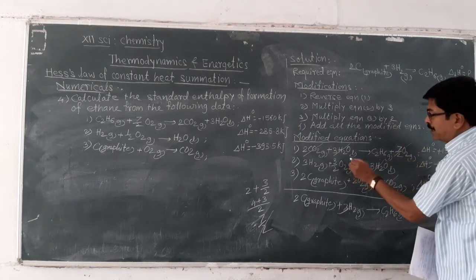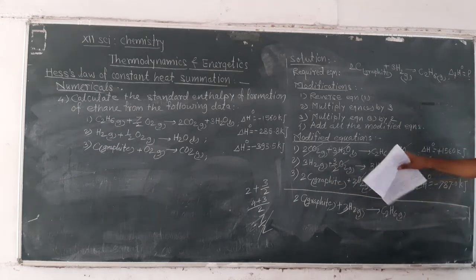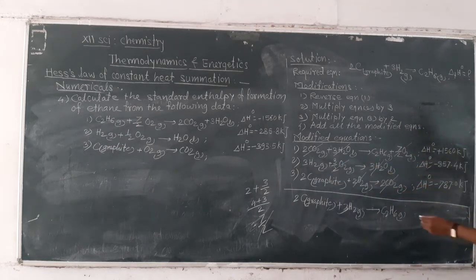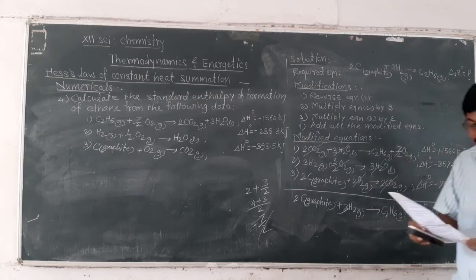We write this final equation as per requirement, and we have to calculate the enthalpy of formation by adding these enthalpies. If you add these enthalpies, we get the answer minus 84.4 kilojoule per mole. First of all, we have to add these two, and from this value you have to subtract this. You will get minus 84.4 kilojoule as the enthalpy of formation.